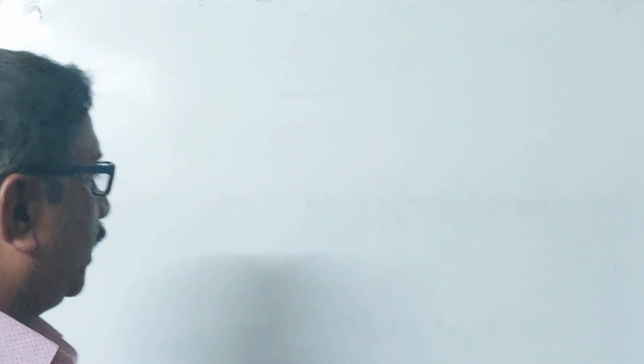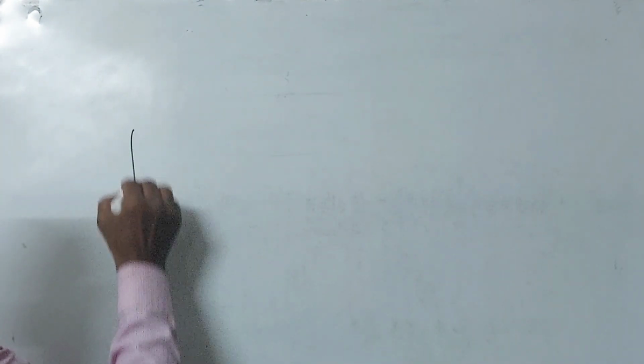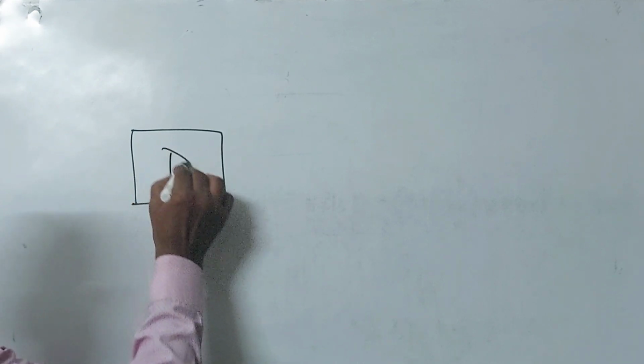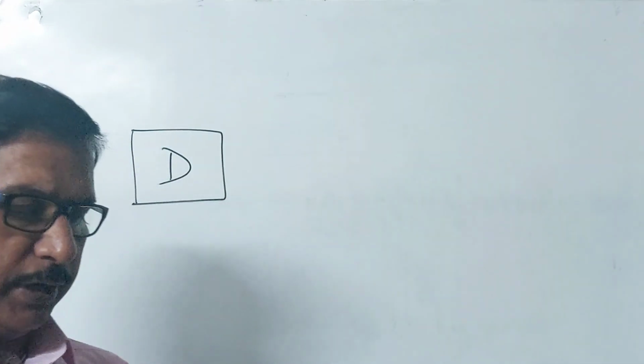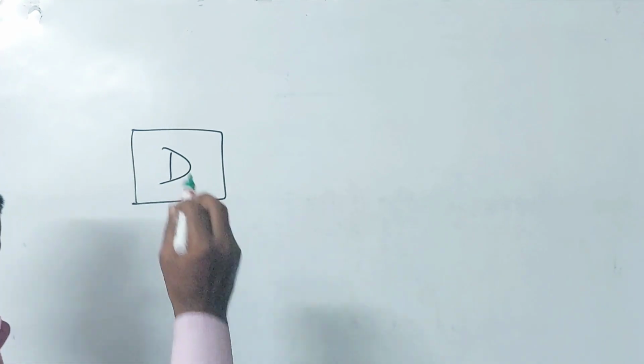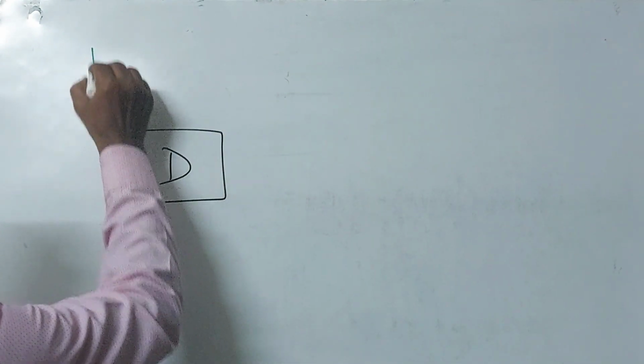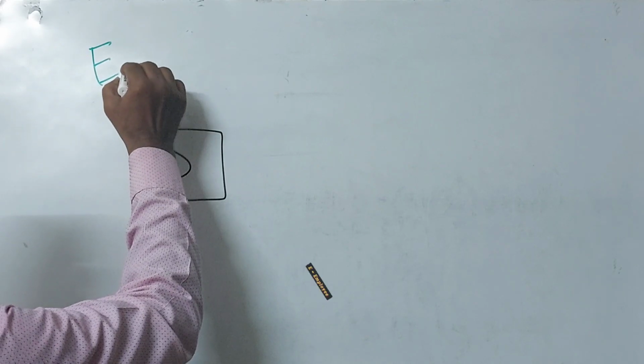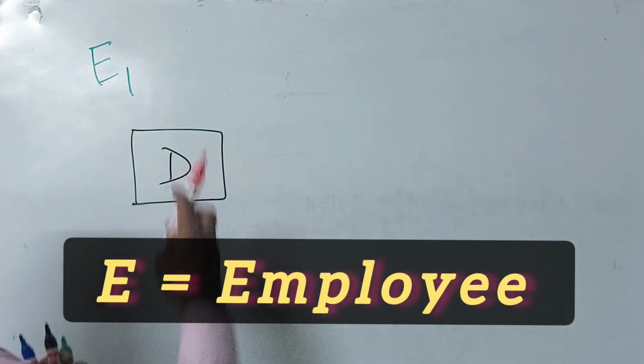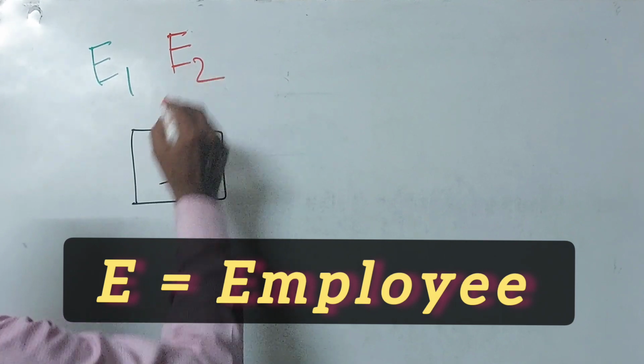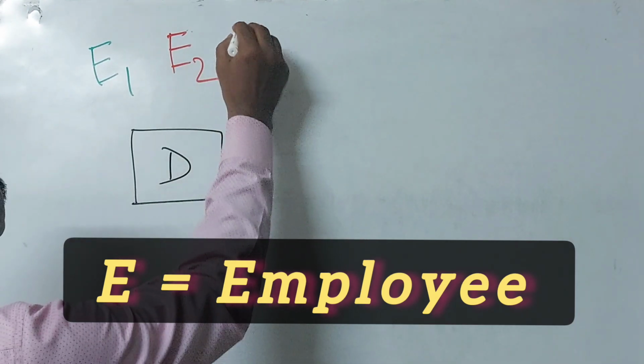Suppose in a factory, different departments are there, and every department has a director. Suppose one of the directors is going to recruit some employees. So this is the director D, and he is going to recruit three employees: employee number 1, employee number 2, and employee number 3.